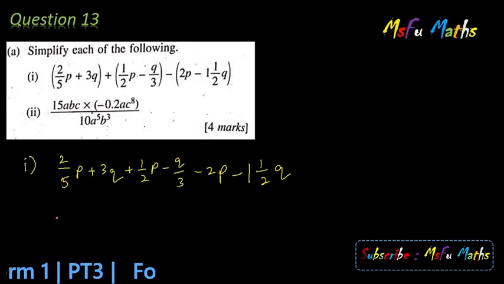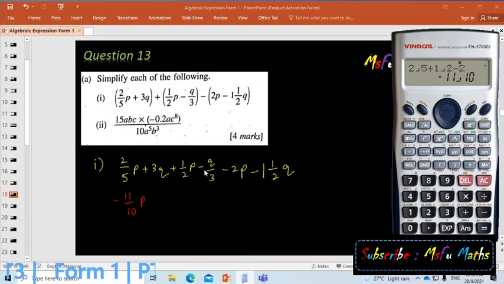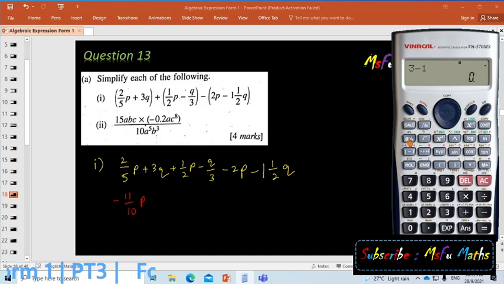So what is it? Negative 11 over 10 P. Okay, for the Q, let's press again for Q here. 3Q, so clear 3, just take the number. For this one, if you don't see the number, it means negative 1 over 3. There is an invisible 1 there. So minus 1 over 3, minus 1 over 3, and any more?